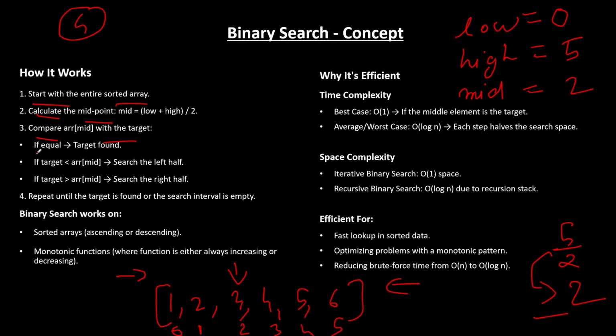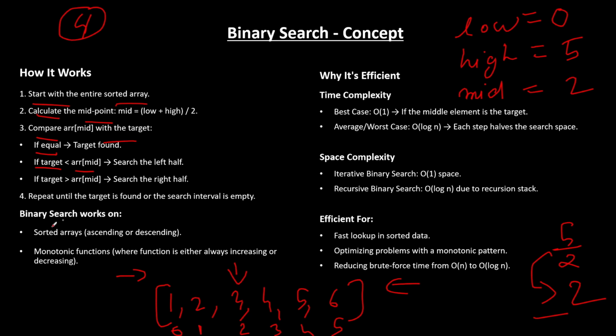If you could see, if it is equal to the target, found. If the target is less than array of mid, mid is the index value, right? And here array of mid, which is array of 0 to array of 2, the value is 3, correct? But we were searching for the value 4. The target was 4.